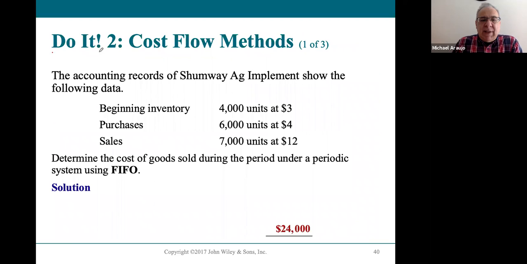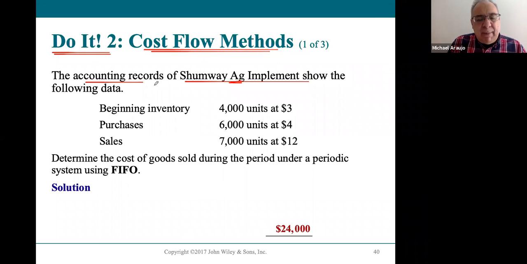All right. So the do it exercise here for learning objective 2 simply gives you an idea, now that you know about those methods, can you actually practice them? Right. So they give you a simple one, the accounting records of Shumway AG. So it's an agricultural company. And they give you some pieces of information here, and they ask you to determine the cost of goods sold. They can ask you to do two things. They can ask you to determine the cost of goods sold, or they can ask you to determine the inventory value, the ending inventory value. Those are the two things that they can ask about.